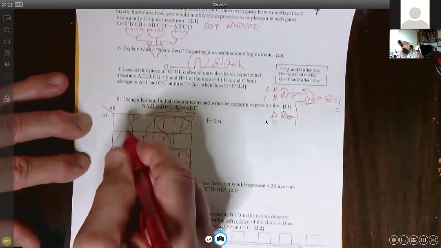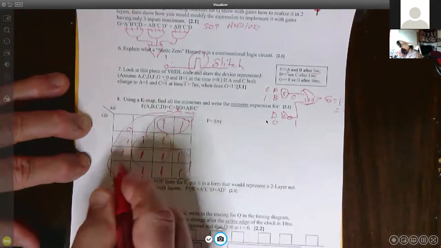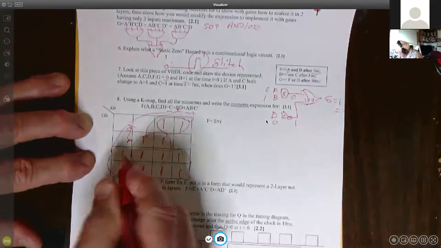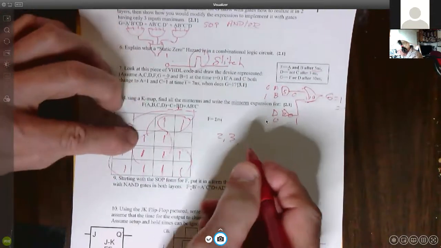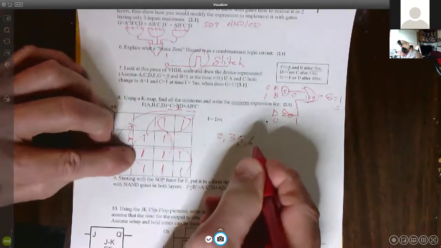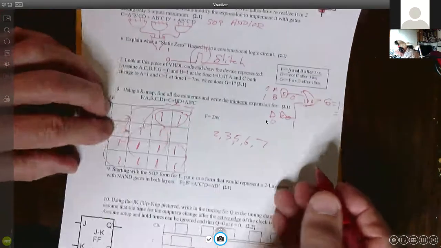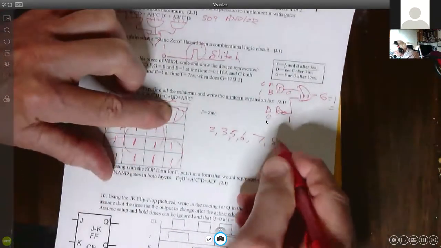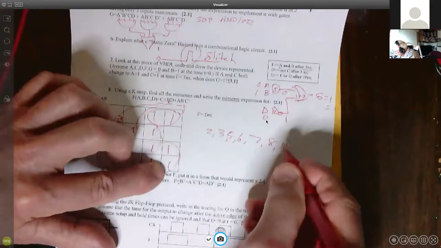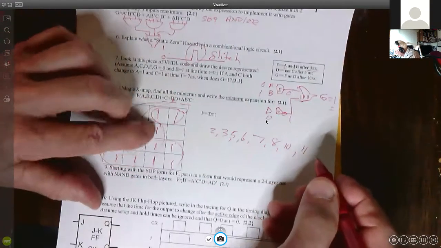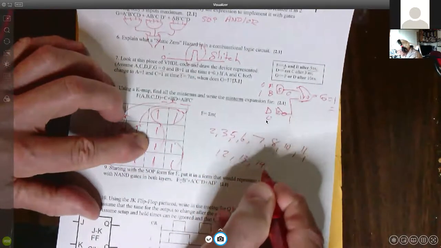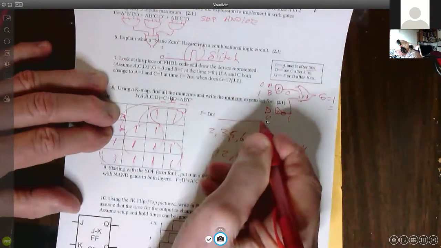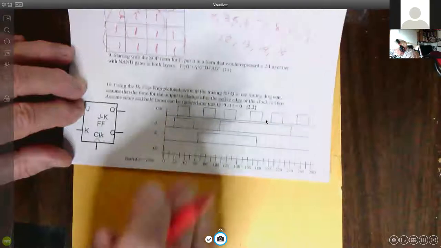And that gives us the minterms. So that's 0, 1, 2, 3, 5, 6, 7, and then 8, 10, 11, 12, 13, 14, 15. And we just write those in up here, and that would be the answer. Okay.